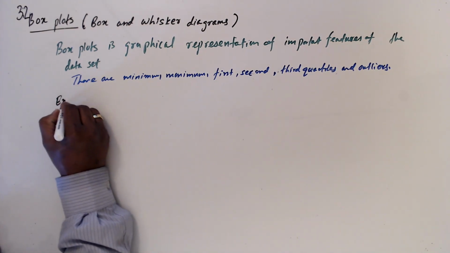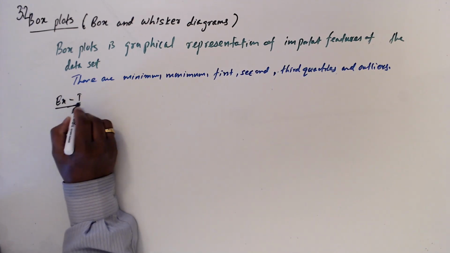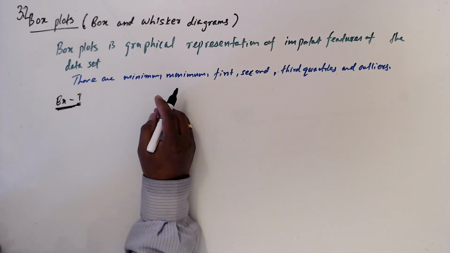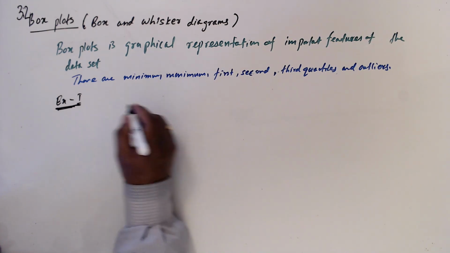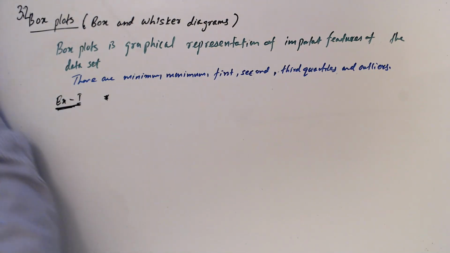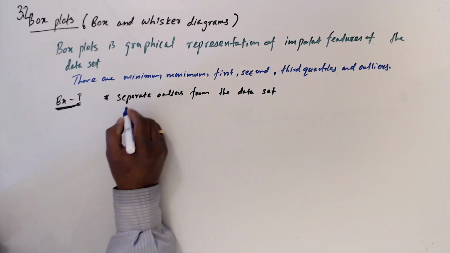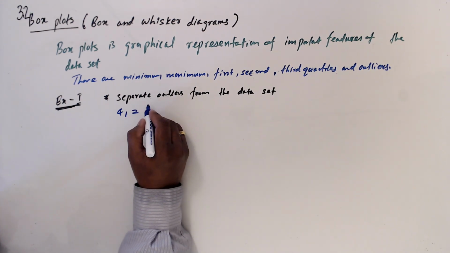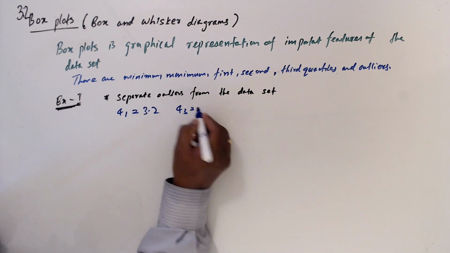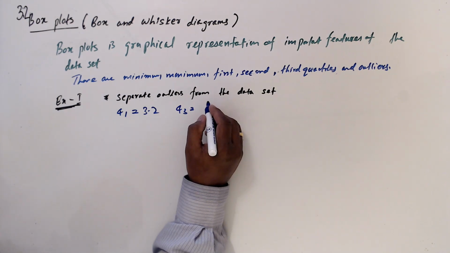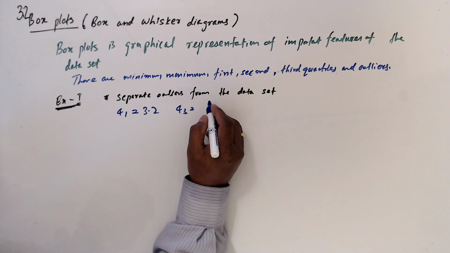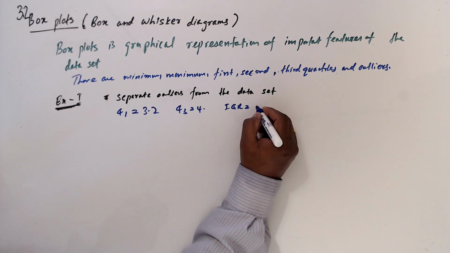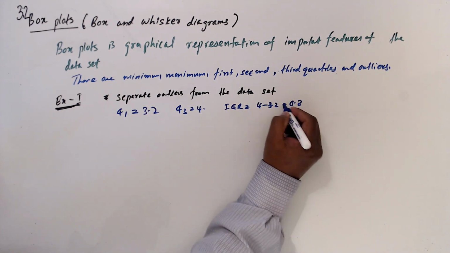I'm going to discuss example 1 in the book. The first step is we need to separate extreme values or outliers from the data set. So that is the first thing we need to do. For this, we should know the first quartile. In this sum, we found out it is 3.2, and the third quartile is 4. Then the interquartile range IQR is 4 minus 3.2, that is 0.8.